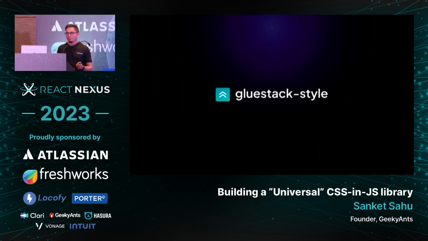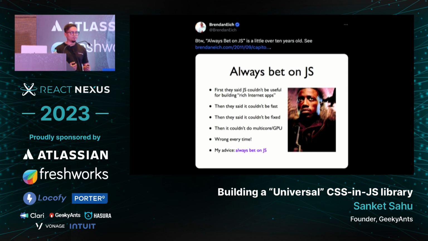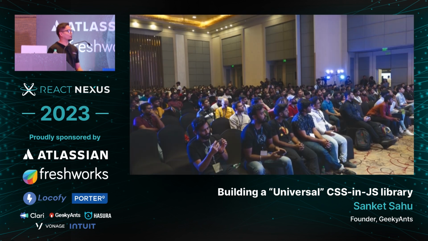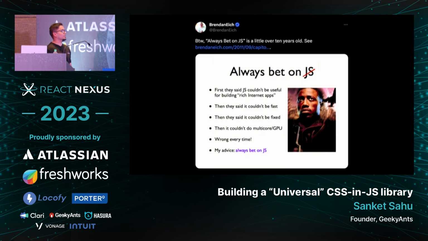I want to conclude my talk with this. So this is a 12-year or 13-year-old post by Brandon. He says, always bet on JavaScript. First, they said JavaScript could not be useful for building rich internet applications. Then they said it couldn't be fast. Then they said it couldn't be fixed. It couldn't do multi-core or GPU. Wrong every single time. Always bet on JavaScript. Surprisingly, this also holds true for React Native. So always bet on React Native.